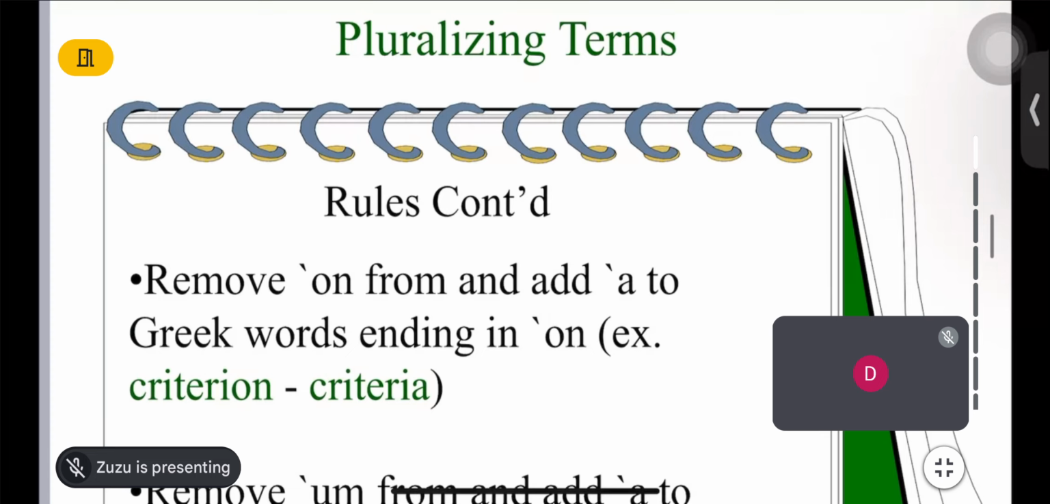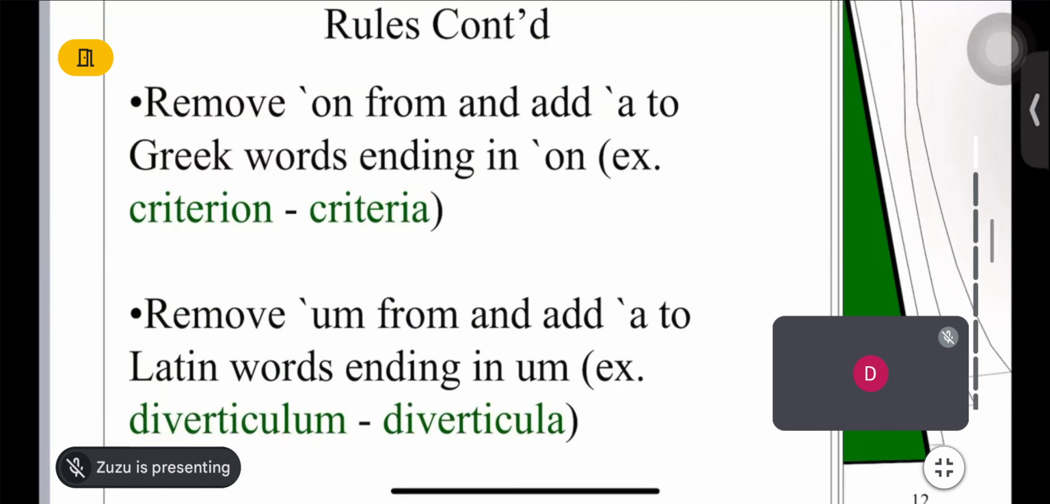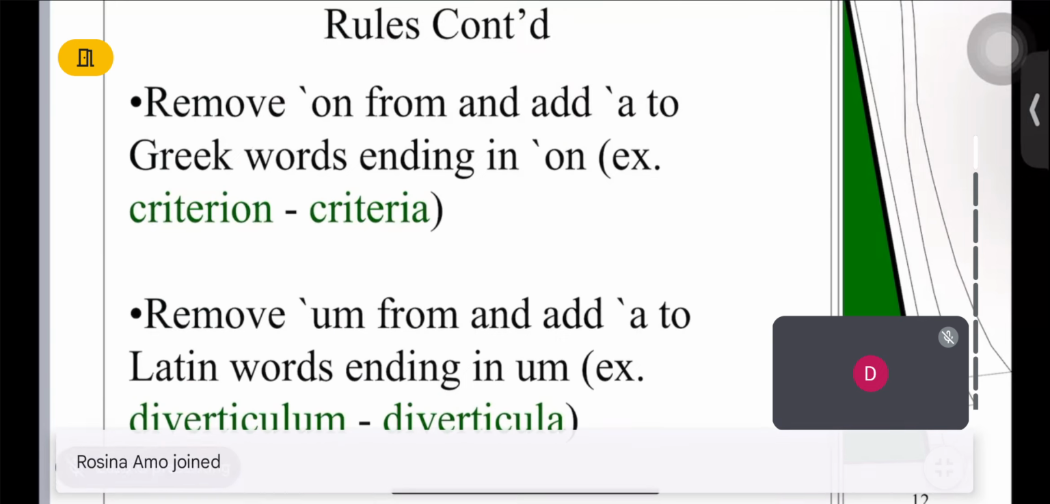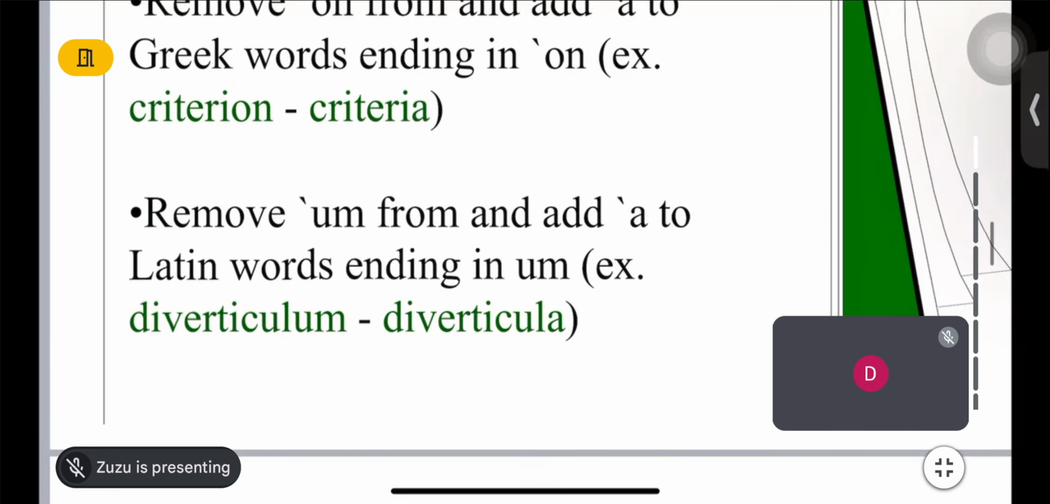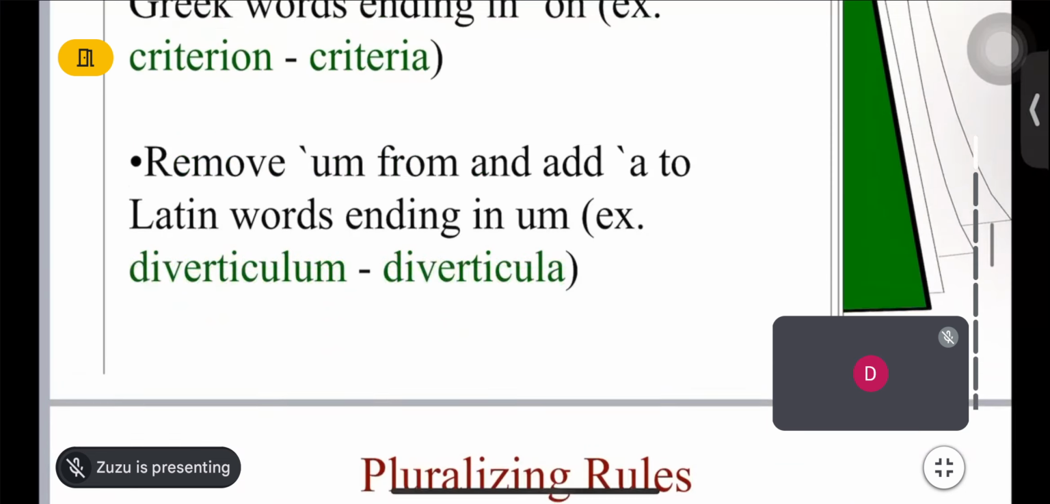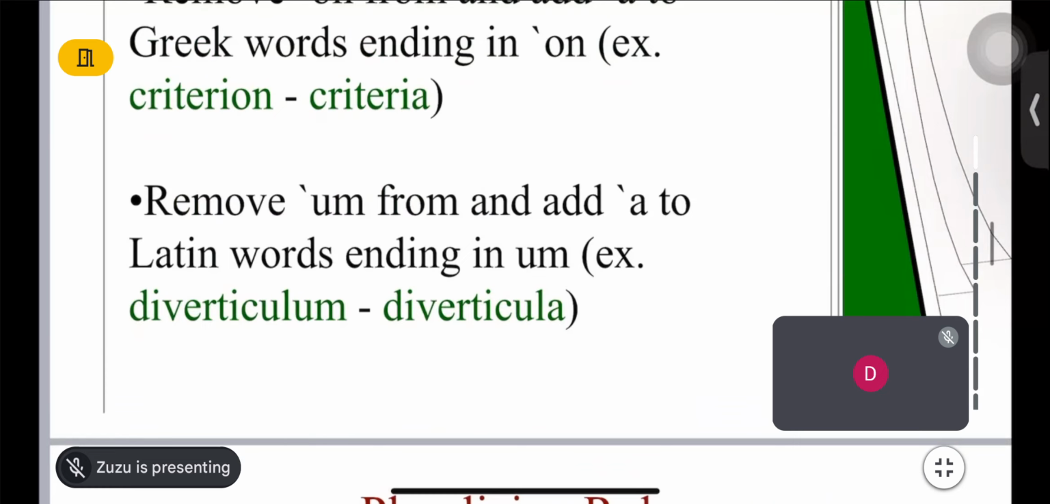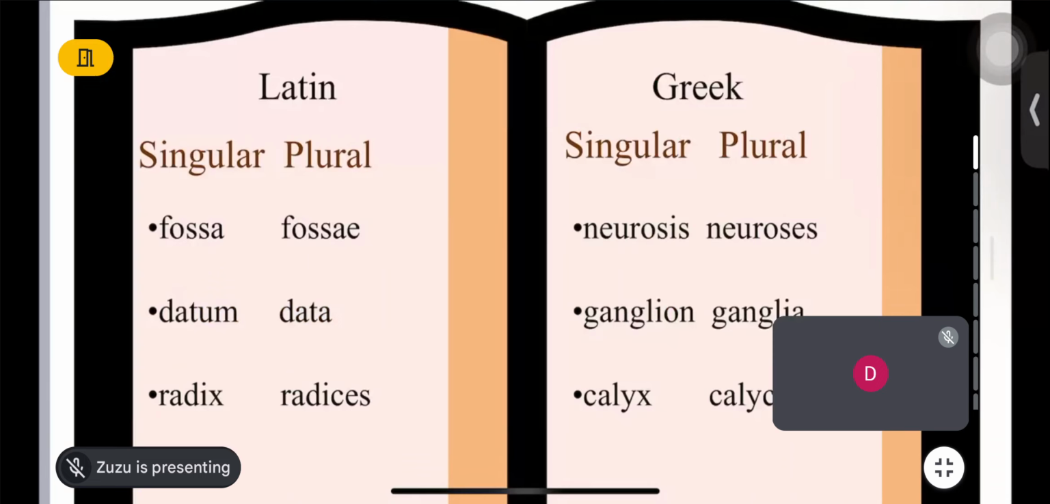We have pluralizing terms continuing: remove on and add a, which is the example of criterion, criteria. You would also remove um and add a to Latin words ending in um, like diverticulum or diverticula. Okay, so you have the Latin and Greek rules. For singular, you have fossa, the plural, fossae; datum, data; radix, radices. Greek singular and plural: neurosis and neuroses. The is becomes es; ganglion to ganglia; calyx, the x changes to ces.